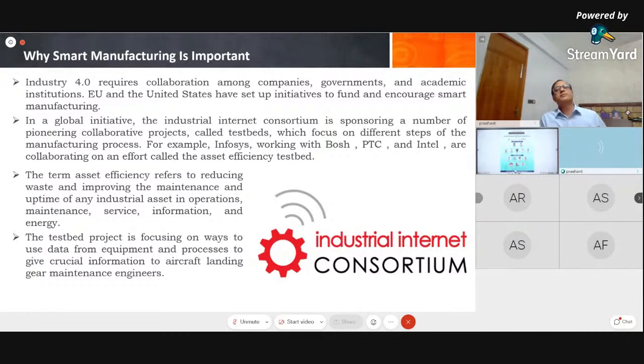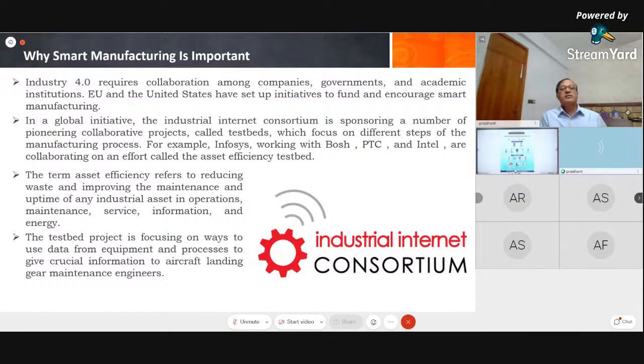But again, in a global perspective, there is one organization called the Industrial Internet Consortium, and they're sponsoring a number of collaborative projects, which they call test beds. Companies like Infosys, for instance, are working with Bosch, PTC, and Intel, and they're all collaborating on a test bed called the asset efficiency test bed. This is really interesting: this global initiative, the Industrial Internet Consortium, can fund an industry in India and help it implement these Industry 4.0 concepts.